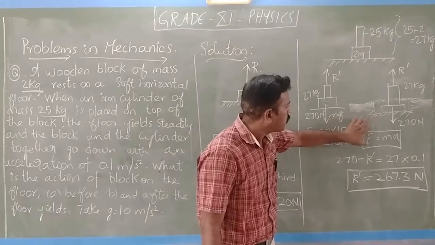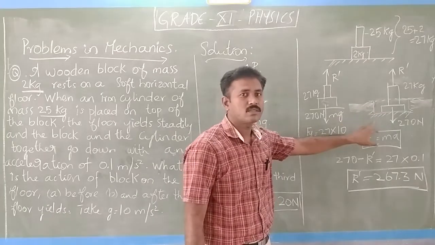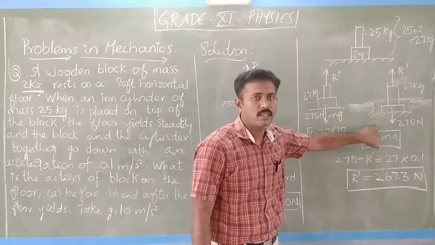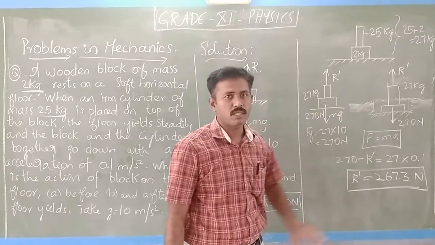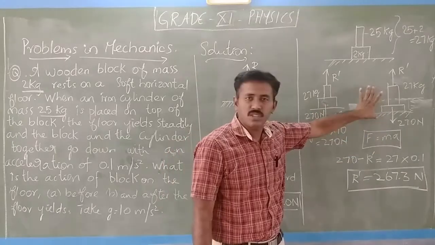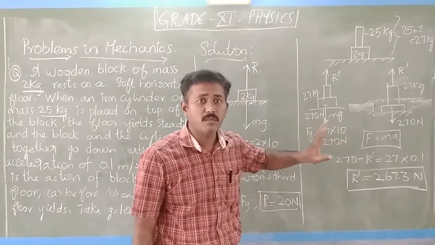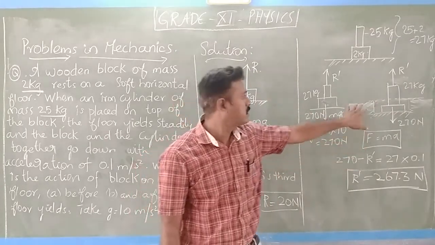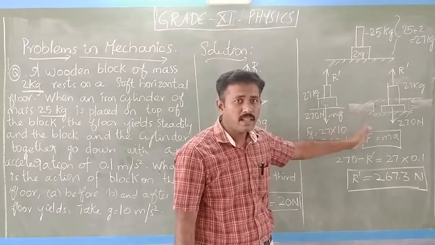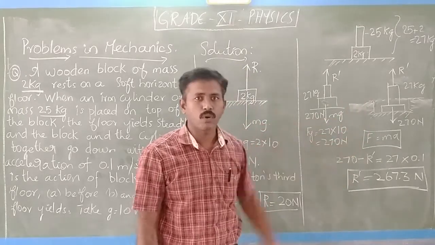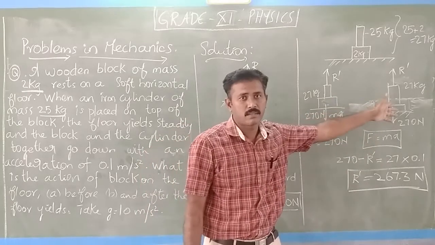Listen here, students, here this 270 is dominating this R dash. It is not always, because here it is not balanced. If it is balanced, there will not be any movement of the system. Until it is getting balanced, it will go down due to this weight.